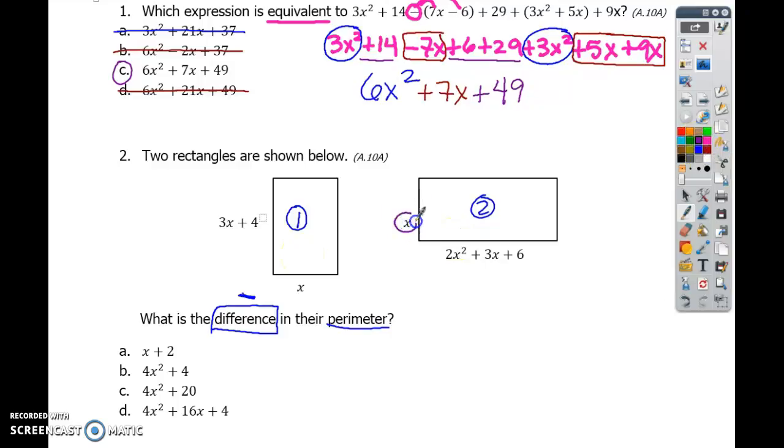If this is x, then this is also x. If this is 2x squared plus 3x plus 6, then this is also 2x squared plus 3x plus 6. So you have to combine like terms. We're going to start off with the x squares. So 2x squared plus 2x squared gives you 4x squared.